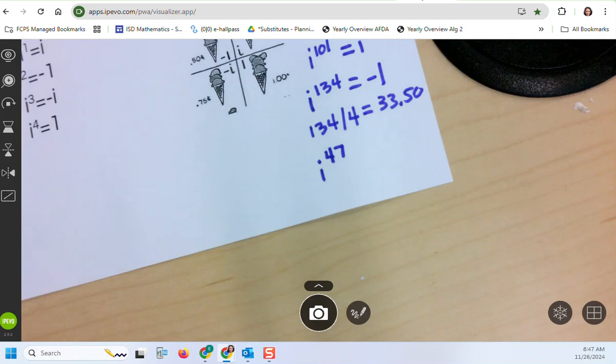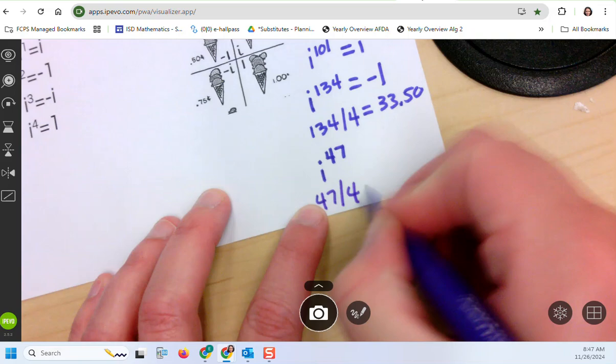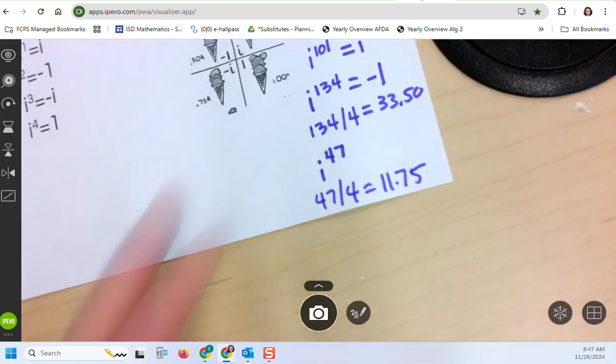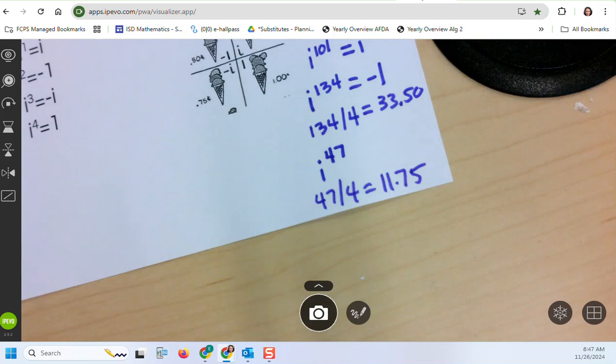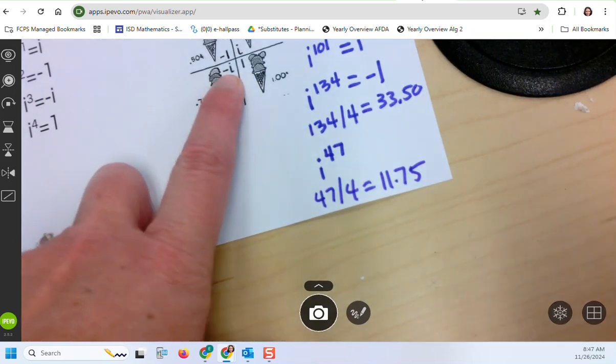All right, 47 divided by 4, what do we get? 11.75, good. 47 over 4 is 11.75, and then looking at our chart, that means that the answer is what? It is -i. So see the 0.75 here? That gives us the answer of -i.